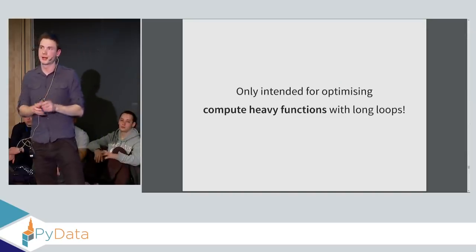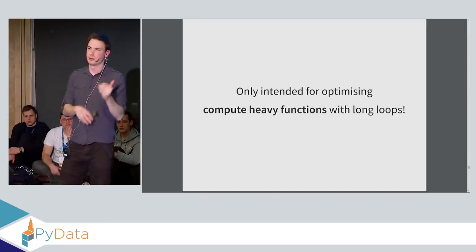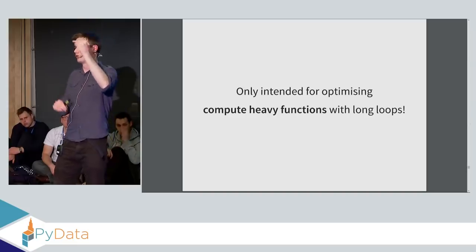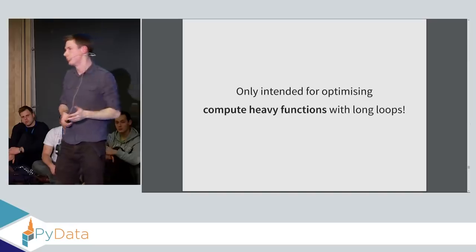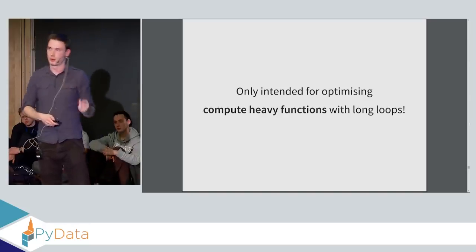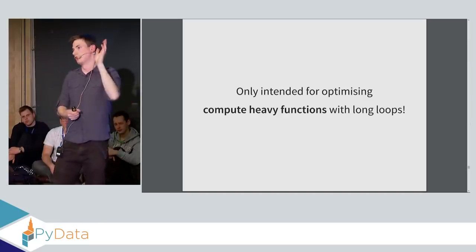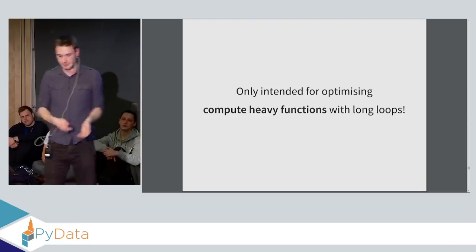It's really only intended for optimizing these compute-heavy functions. So if you have these small functions where you've got really hot loops, really heavy loops that are iterating like 1 billion, 2 billion times or something like that, it's really meant for those. So it's not going to help. You can't just do @jit on everything and expect it to be faster.